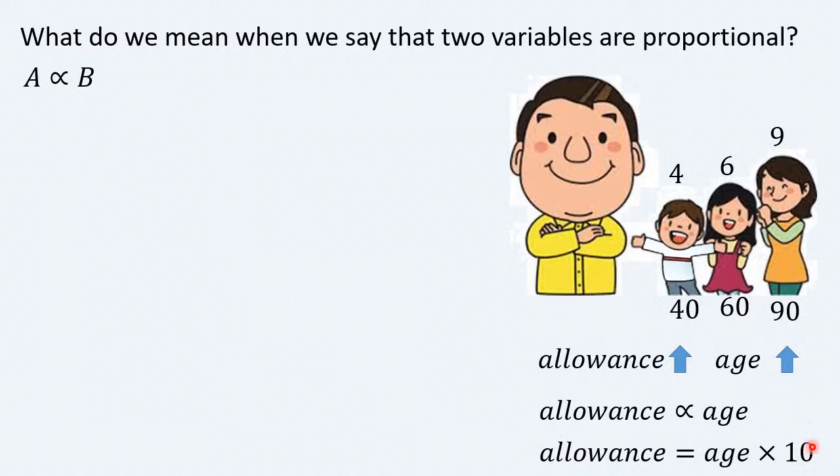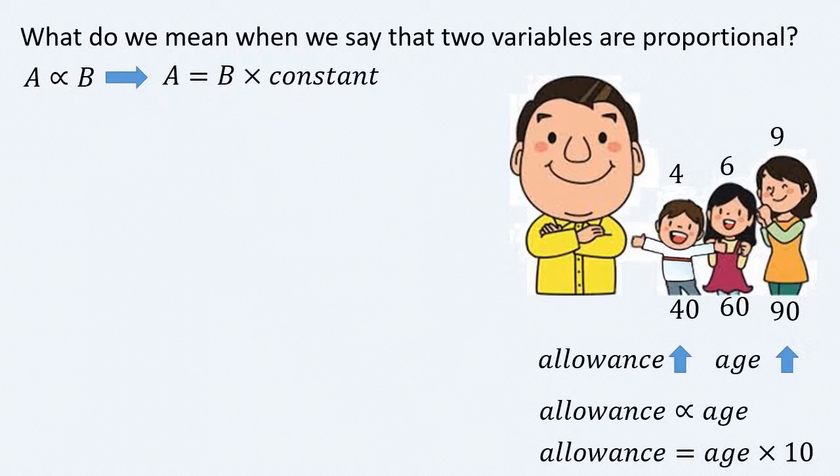And therefore, when we say that the allowance is directly proportional to the age, we mean that the allowance is equal to the age multiplied by a constant. In this case, that constant is 10. Now, returning back to the general rule, when we say that A is directly proportional to B, we mean that A is equal to B multiplied by a constant.